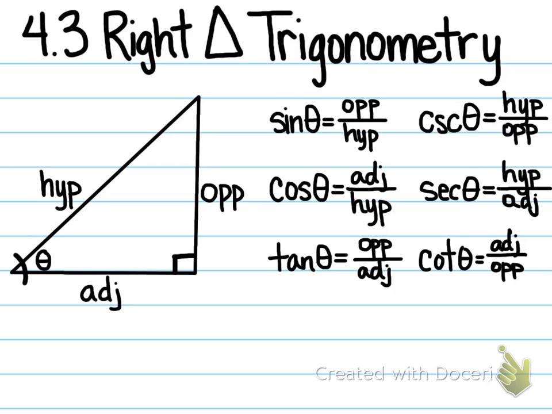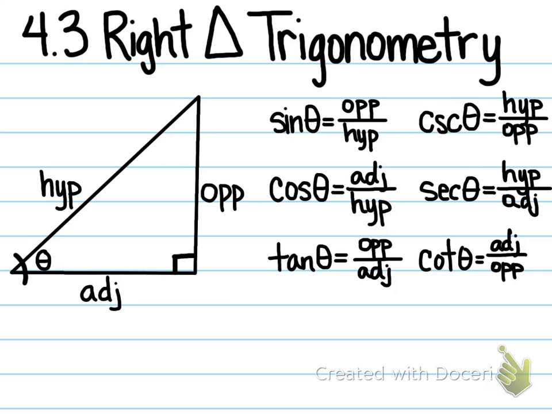Now you can see with these 6 trig ratios that there are pairs of ratios here that have the same bits of information and they're just flipped over. Those are called reciprocals. You learned in algebra that a reciprocal is when you take something and it is equal to 1 over that something. They are called reciprocals of each other.